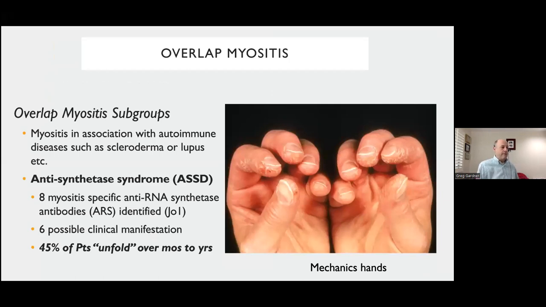Again, there's no treatment for IBM. There have been a bunch of things that have been tried. Is it inflammatory myopathy or is it degenerative myopathy? I think the jury is still out. So we're going to talk about some overlap myositis subgroups as well.